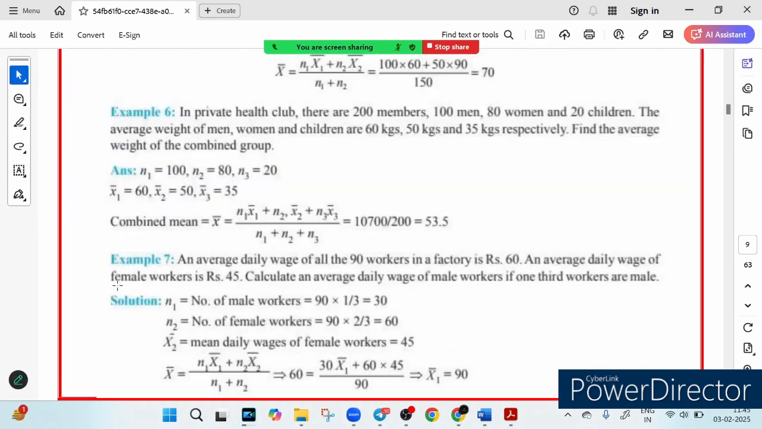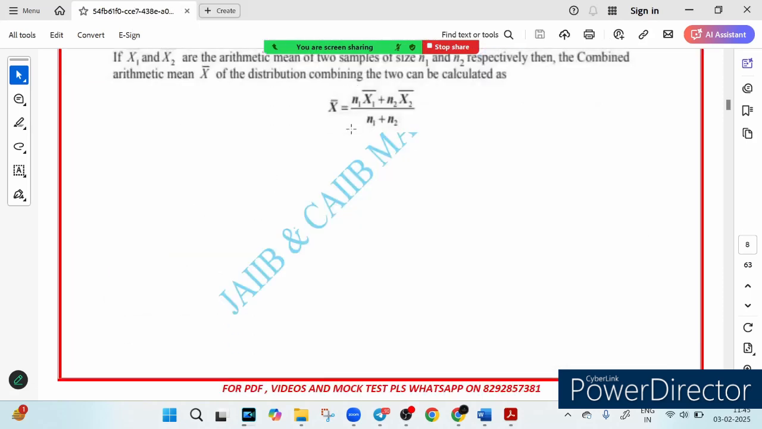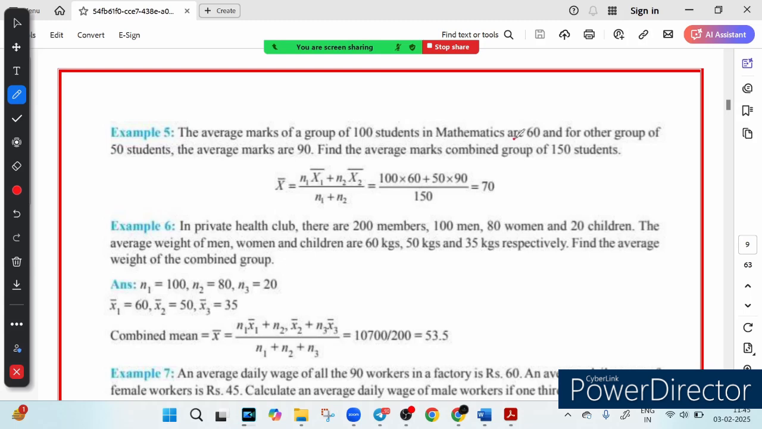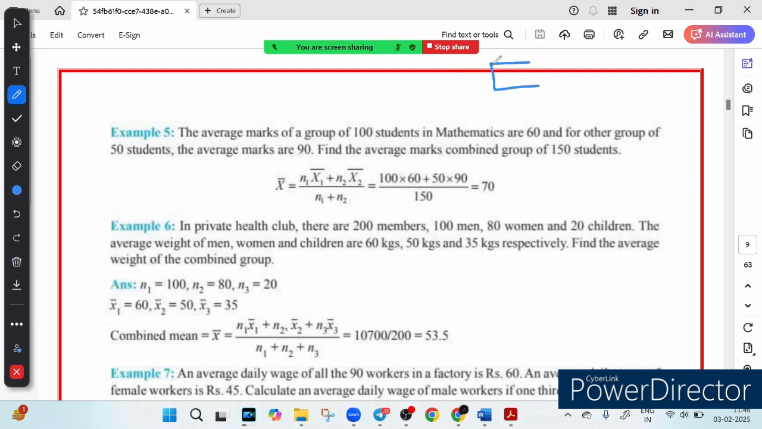So let's solve the first numerical that we have. The average marks of a group of 100 students. Let me show you what the question is. So there are 100 students, right? In mathematics the average is 60, and for another group of 50 students, the average marks are 90. So suppose this is the first group. Let me change the color here. Okay, so this is the first group having 100 students and the average is given as 60. This is the second group having 50 students and the average is given as 90. You have to find the combined group average mark of 150 students.